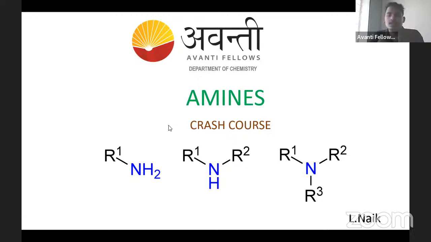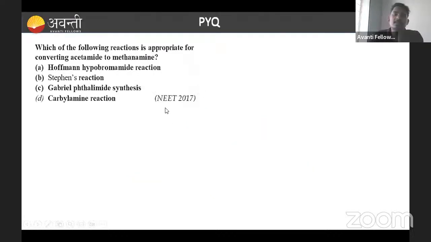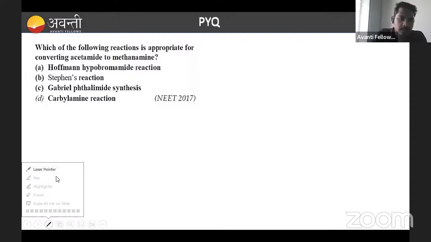So we know this amine is a derivative of ammonia. If we replace hydrogen of this ammonia with different hydrocarbon groups, then we will have different amines. So let's discuss this one. But prior to that, just wait.